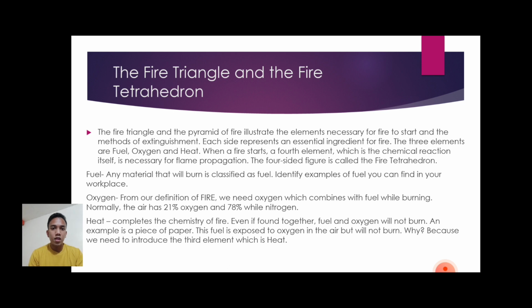The fire triangle and the pyramid of fire illustrate the elements necessary for fire to start and the methods of its extinguishment. Each side represents an essential ingredient for fire. The three elements are fuel, oxygen, and heat. When a fire starts, a fourth element, which is the chemical reaction itself, is necessary for flame propagation. The four-sided figure is called the fire tetrahedron.